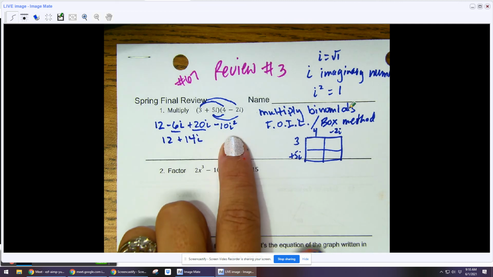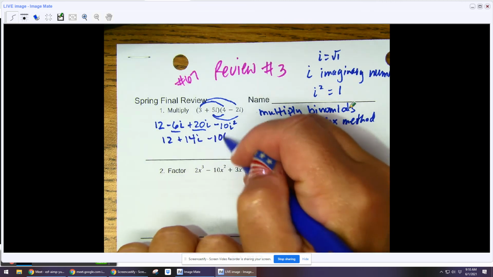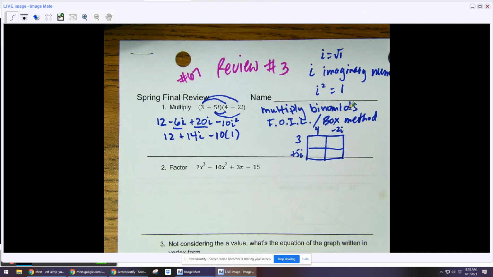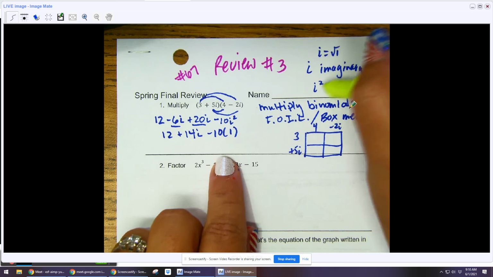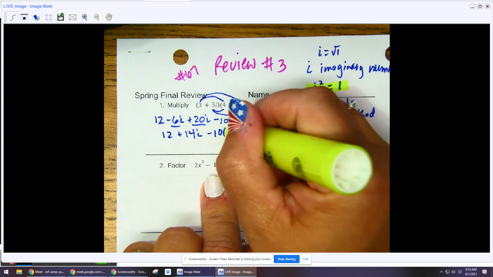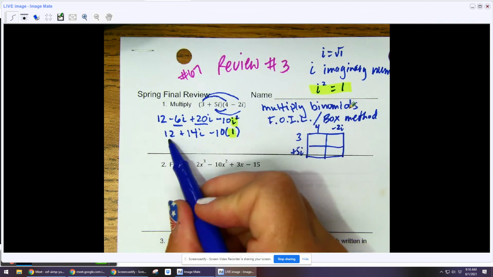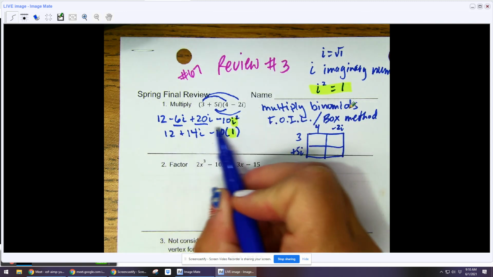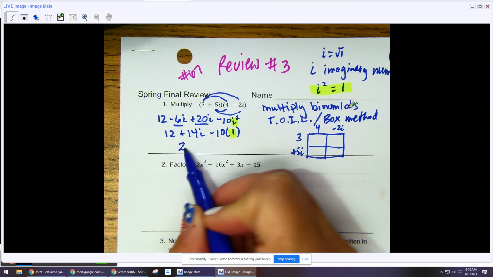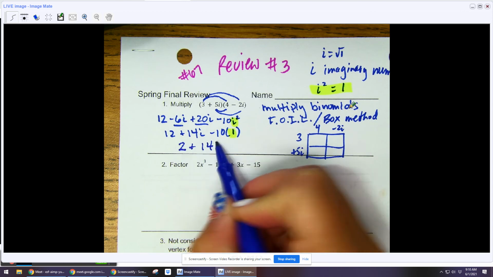And then negative 10 times i squared, right here is that property where we have to remember that that goes to a negative 1. So the property of i squared equals negative 1 changes that right there. So we've really got 12 minus 10. So our final answer is 2 plus 14i.